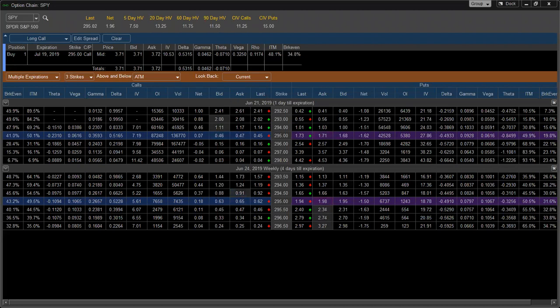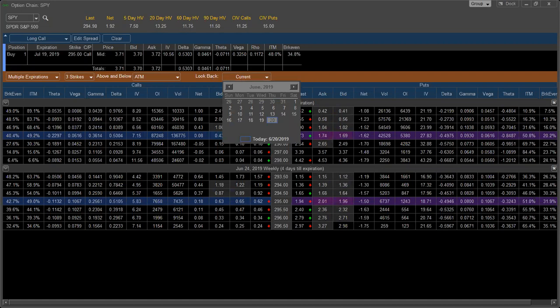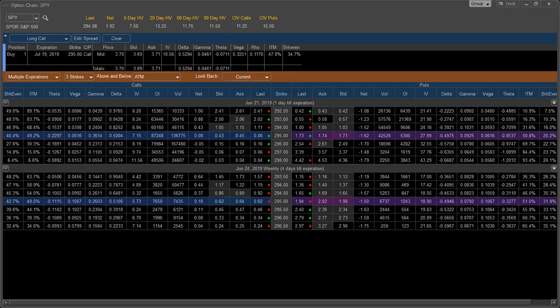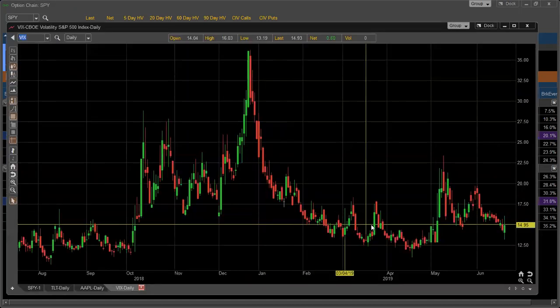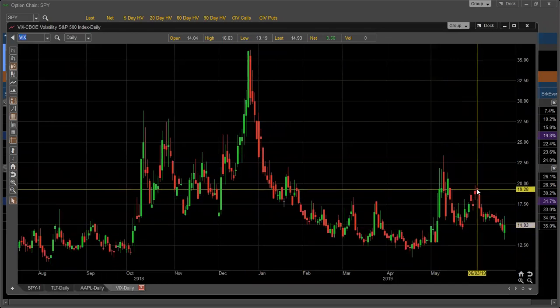So let's look in the past just to get a feel for some different examples here. Let me look at the volatility. Let's look at the volatility index. Let's go back to, how about right here? 6/03. We had a 19 print on the VIX.